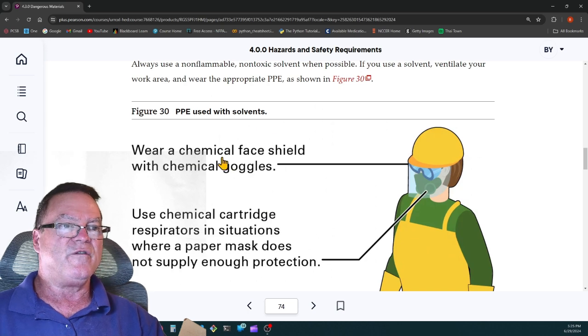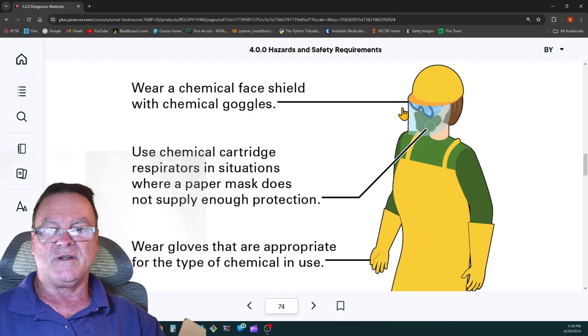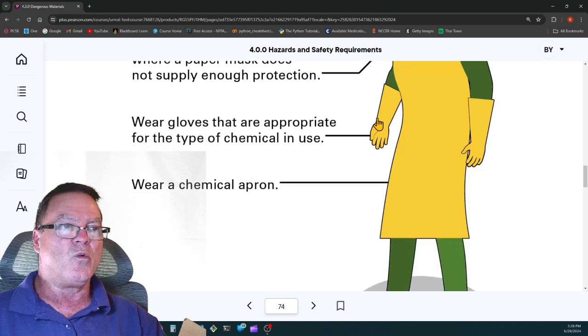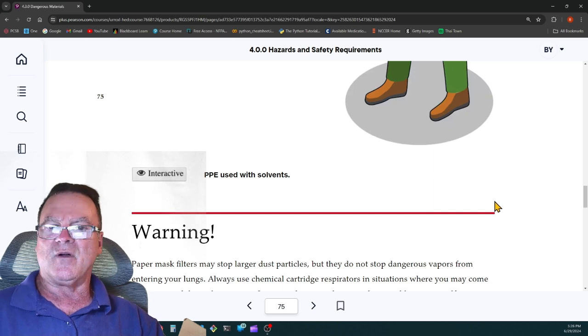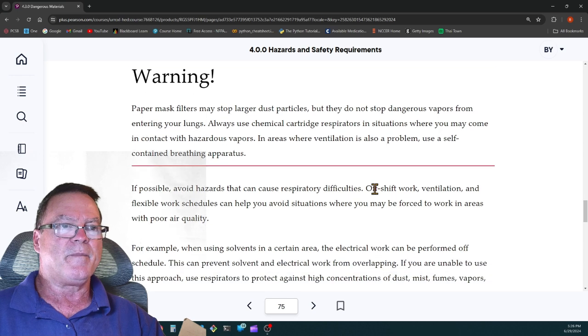PPE used with solvents. Wear a chemical face shield with chemical goggles in case of splashing. Use chemical cartridge respirators in situations where a paper mask does not supply enough protection. Wear gloves that are appropriate for the type of chemical in use. Wear a chemical apron, again, for splashing. If you're moving a chemical from one container to another, there could be splashing.